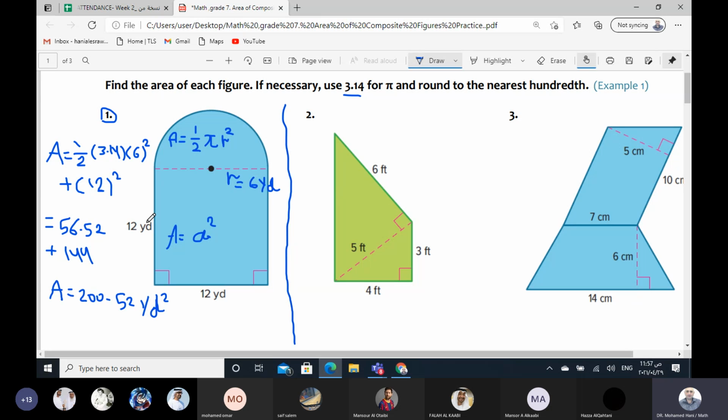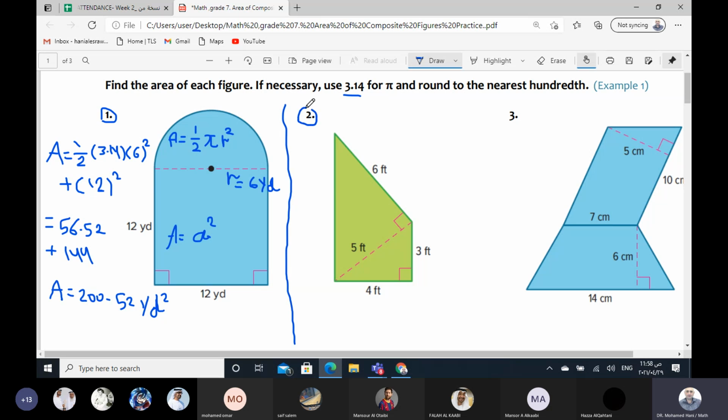Then the area of the rectangle will be length times width. But here the length equals the width, which means we have a square. What is the area of the square? A equals a squared, which means 12 squared. 12 squared means 12 times 12, which will be 144. So 56.52 plus 144 will be 200.52 yard squared. Okay, Mila? Thank you, Mr. Okay.